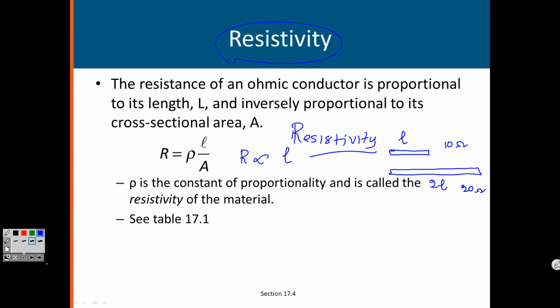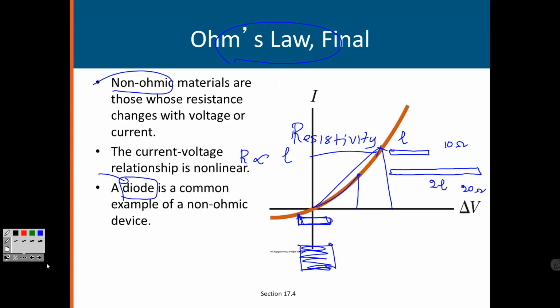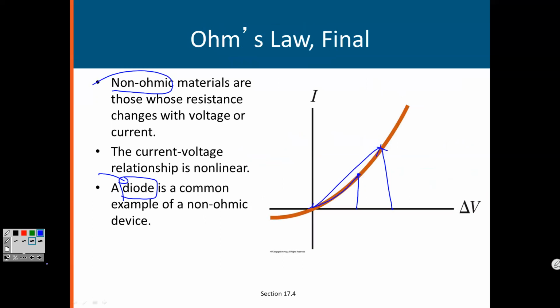So that's experimentally observed. It's linearly proportional. When you double the length, resistance also doubles. So you can say that, right? Fine. Then I do another experiment. I take the same copper wire of the same length, but this time I change the thickness. I make it thicker. Same length.